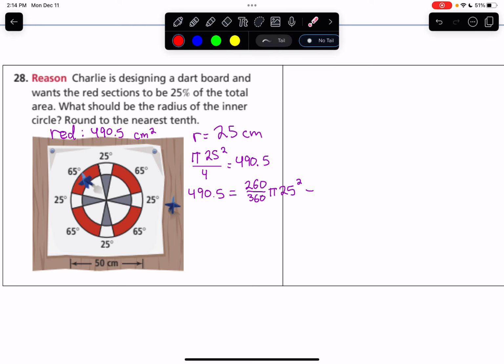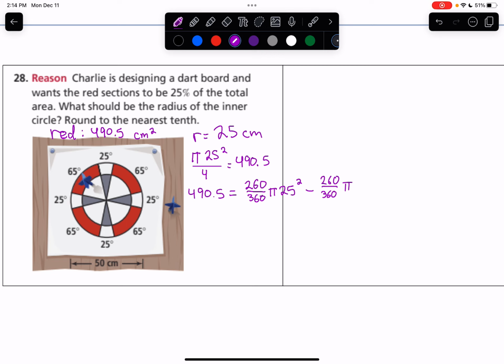So I have to subtract basically these little white wedges. These little white wedges have the same arc measure as the red ones on the outside. They have little arc measures of 65 degrees each. So there's 260 degrees of inner white there. So 260 over 360 times pi.